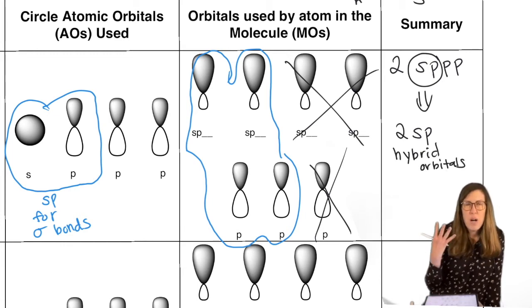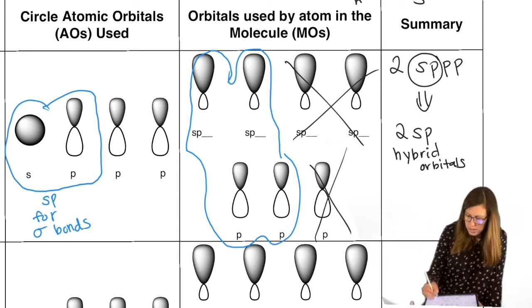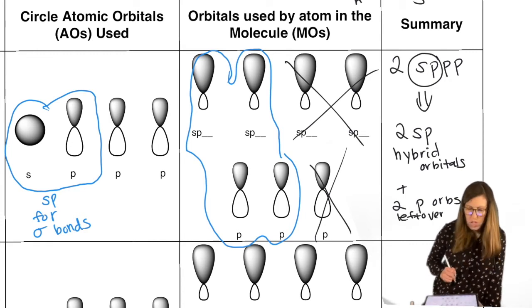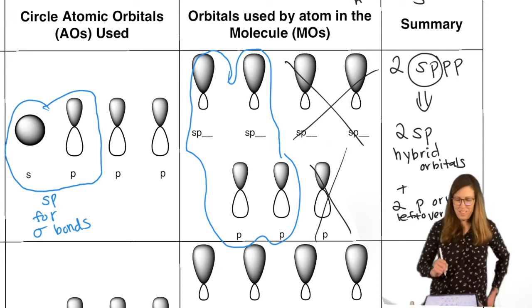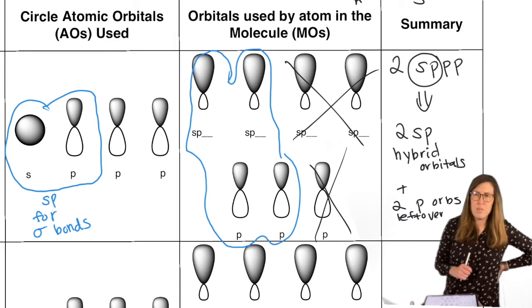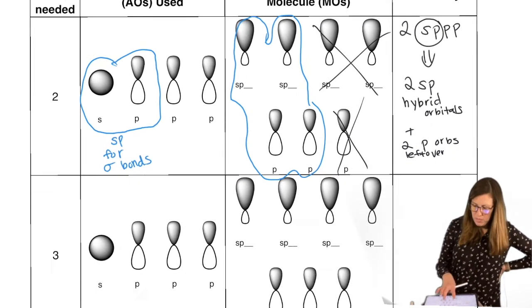Carbon always makes 4 bonds, but if I only made 2 sigma bonds, that means the other 2 bonds must be pi bonds. So that means more than likely, my leftover 2 p orbitals are left over for pi bonding, okay? Or other things, we'll talk about some other ways that we use p orbitals, but for right now, you might have only heard of using them for pi bonding.